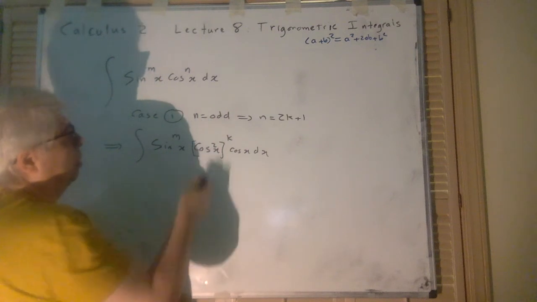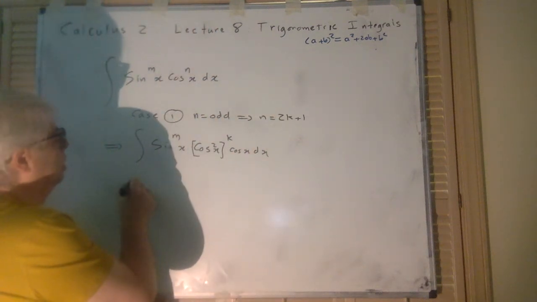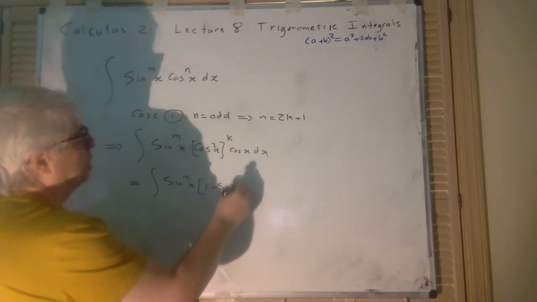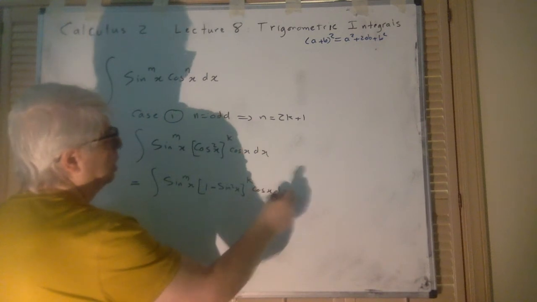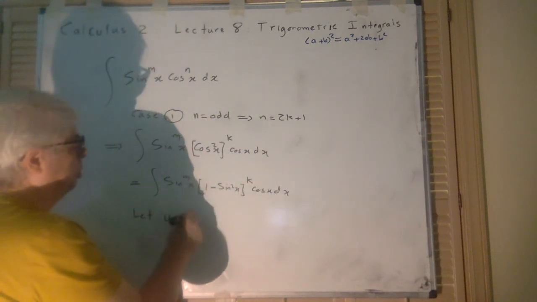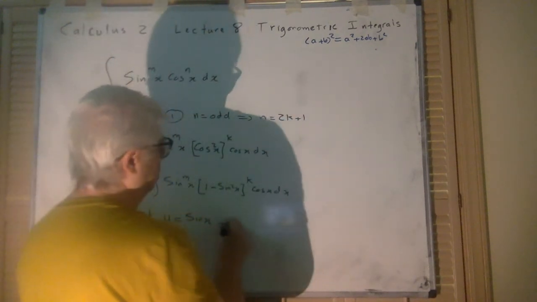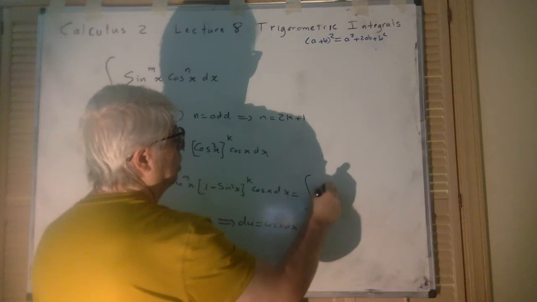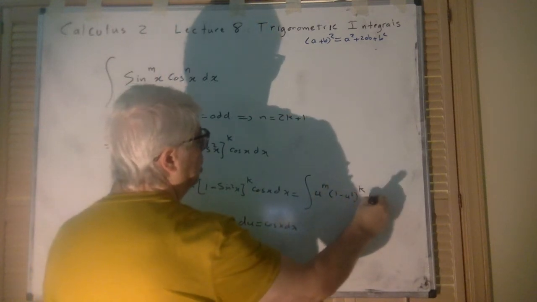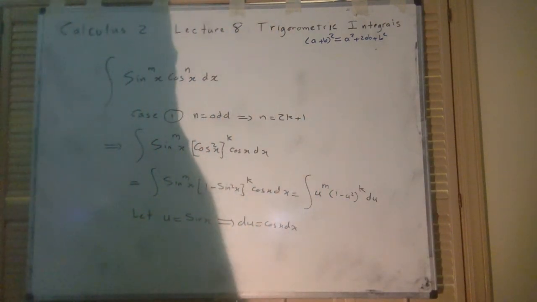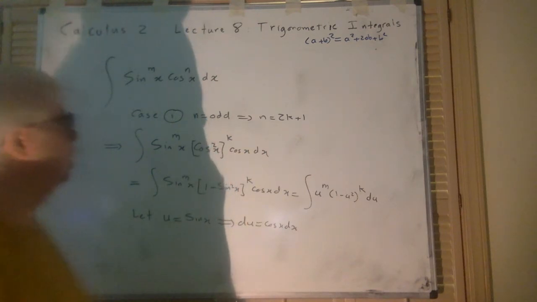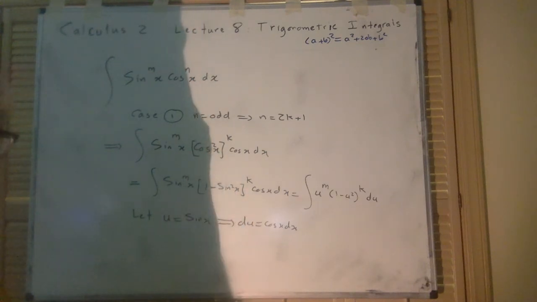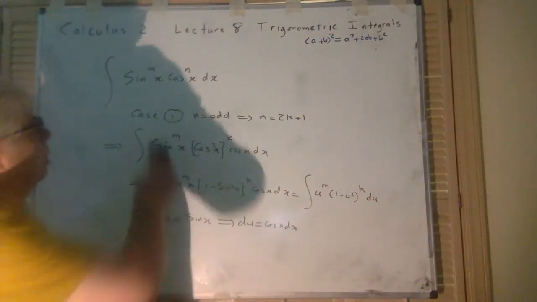So let's see. But this is not done yet because I need sine here. So this equals integral sine mx 1 minus sine squared x to power k cosine x dx. If I let u be sine x, then du is cosine x dx, and this is integral u to power m times 1 minus u squared to power k du. Okay, so that's the case when, say, n is odd. You can guess what happens if m is odd. But let me discuss that as case 2. So this is case 1 when n is odd.